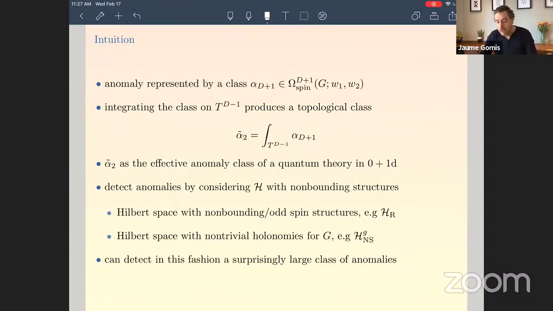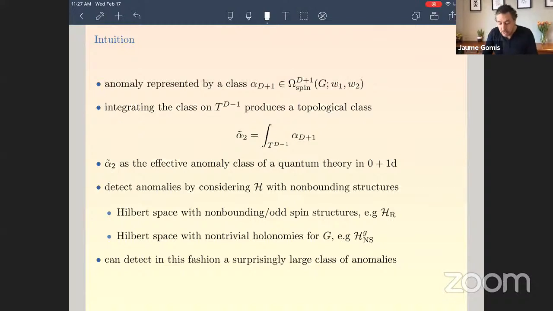You have to give spin structures. If you have a background gauge field, you have to couple it to a background connection and so on. So this anomaly will be non-vanishing only in the Hilbert space with non-bounding spin structures. What does this mean in practice? It means that if you choose your torus to have a certain structure, that torus has a non-bounding structure if this manifold cannot be the boundary of a one-dimensional higher manifold.